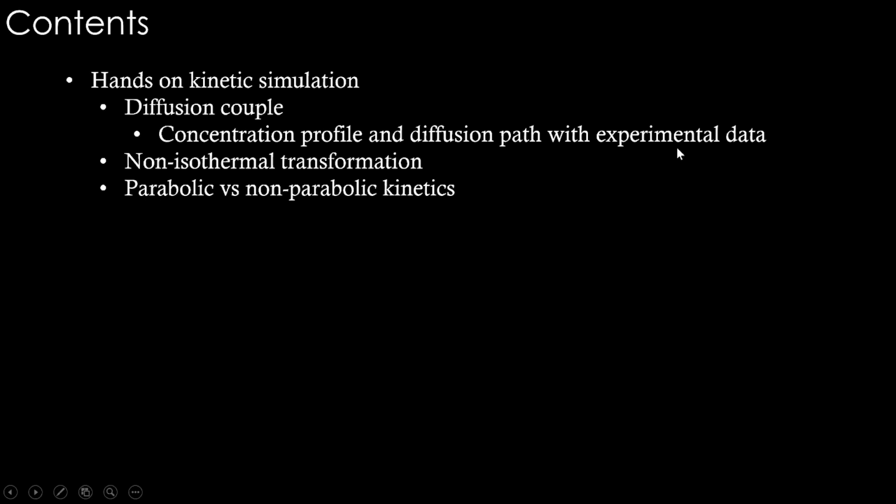and visualized along with the experimental data. Then we will do non-isothermal transformation. In the previous class we have done isothermal transformation for ferrite growing in austenite. The same exercise we will do in a non-isothermal condition in this class. Then we will see what is parabolic kinetics versus non-parabolic kinetics.